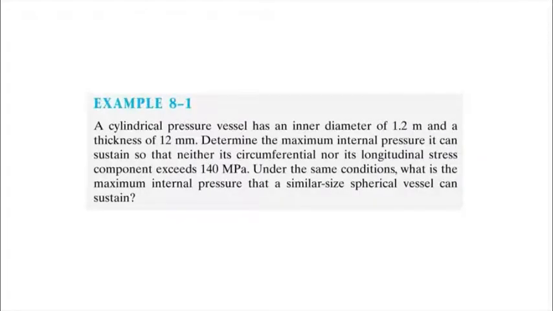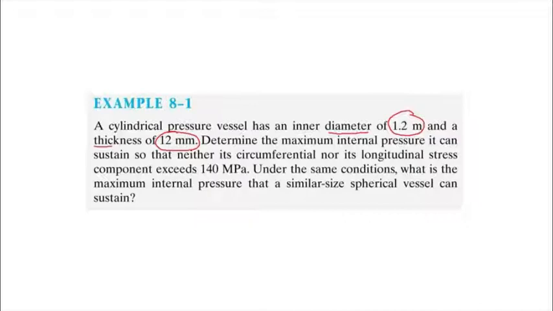So in this example, we have a cylindrical pressure vessel with an inner diameter of 1.2 meters, and a thickness of 12 millimeters. So what we have is D, diameter of 1.2 meters, and thickness T of 12 millimeters.